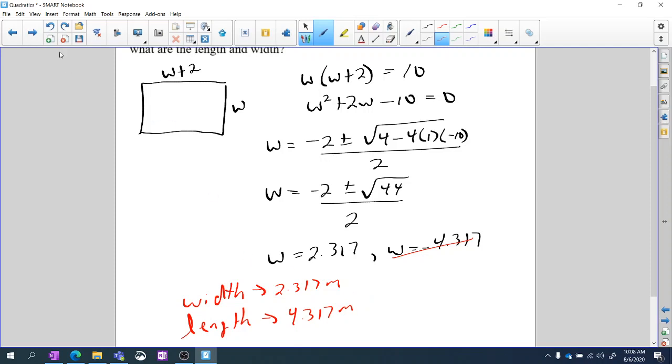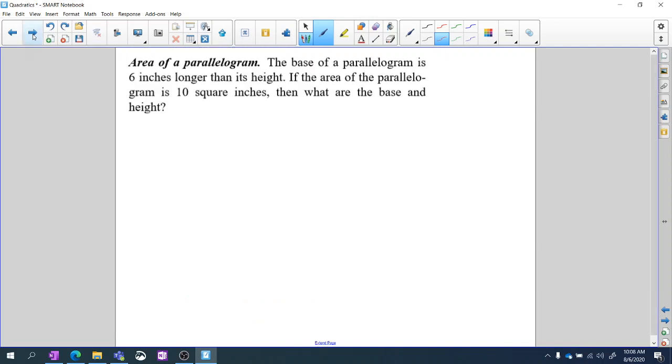Okay, let's see what we got next. Talking about a parallelogram, so parallelogram, let's draw a picture. The base of the parallelogram is 6 inches longer than its height. So let's suppose this is the height. The base is the height plus 6. The area of the parallelogram is 10 square inches. So it's basically the exact same thing as the last one.